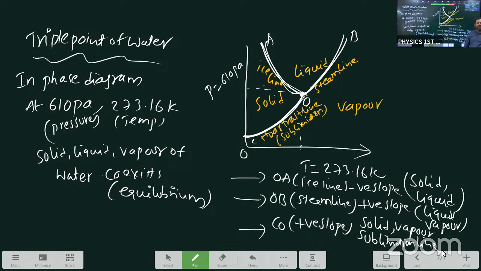The definition starts with pressure and temperature: 610 Pascal pressure, 273 Kelvin temperature, solid, liquid, vapor of water coexist. This is the diagram. Diagram is compulsory because you can get 1 mark for it. One is the ice line, next is the steam line, third is the sublimation line.